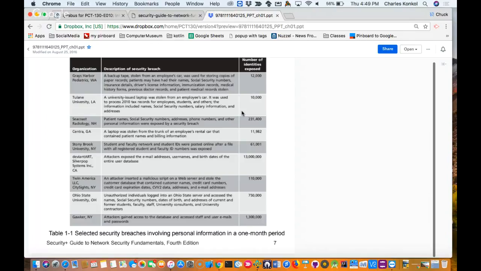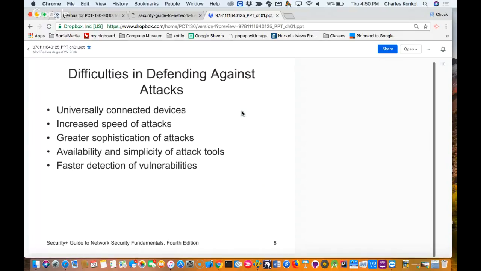And so we'll talk about ways to thwart that, how that occurs, and how fast a man-in-the-middle attack can occur in any network, regardless of how secure it might be. We'll talk about how that occurs as well, and ways that you can thwart it from happening. Gawker, New York, the last one: attackers gained access to a database and accessed staff and user emails and passwords, 1,300,000.